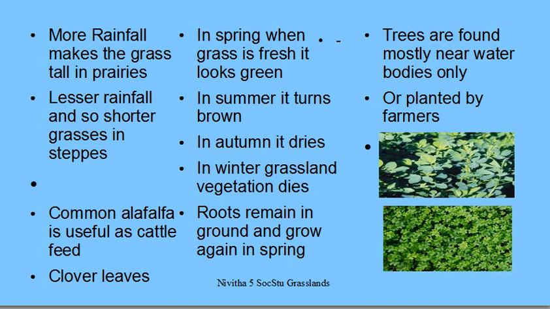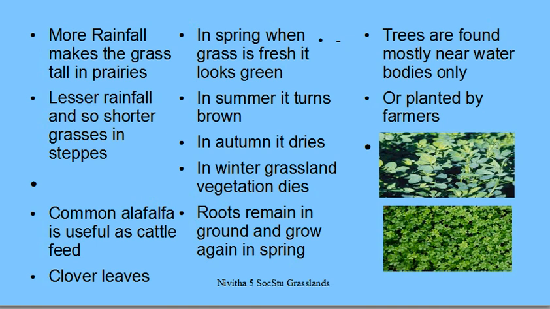Now, what are the characteristics? If there is more rainfall in a particular grassland, you will have grass that is tall. These are found in prairies. In the prairies you have more rainfall, so the grasses are tall. In areas where there is lesser rainfall, like the steppes, you have shorter grasses. So the prairies and pampas have long grasses. The steppes have short grasses. So you have either grassland full of tall grass or grassland made of short grasses.